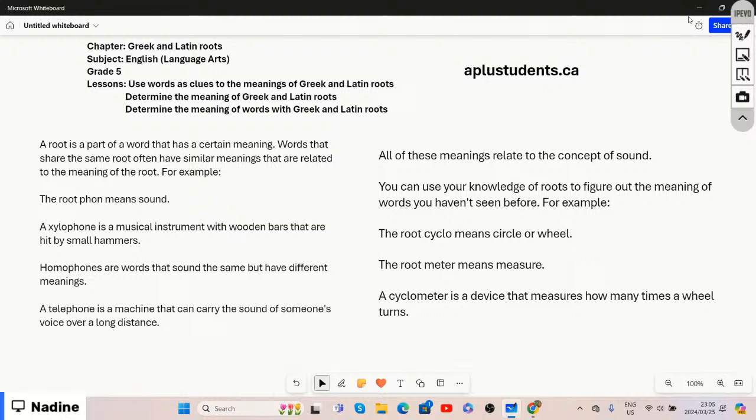Okay, so we said that roots, right, is a part of a word that has a certain meaning, right? And we say that words that share the same root often have similar meanings that are related to the meaning of the roots, right? And then we made a few examples of roots which are the same, and all the other words added to the roots. The meaning of the words was still the same, or similar to the root that was linking those words, right?